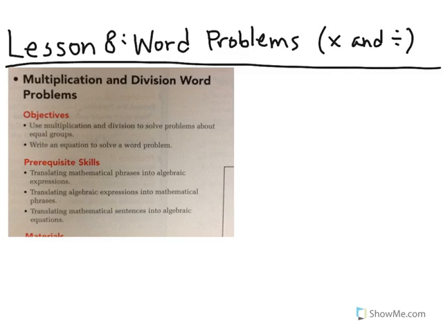Lesson 8, Multiplication and Division Word Problems. In this lesson, we'll hopefully use multiplication and division to solve problems about equal groups. We'll also learn how to write an equation to solve a word problem. In order to do this, we'll need to remember how to translate mathematical phrases into algebraic expressions, translate algebraic expressions into mathematical phrases, and translate mathematical sentences into algebraic equations.